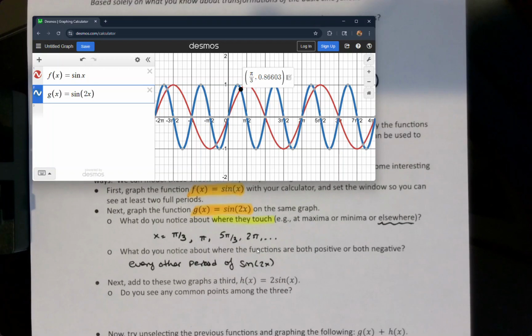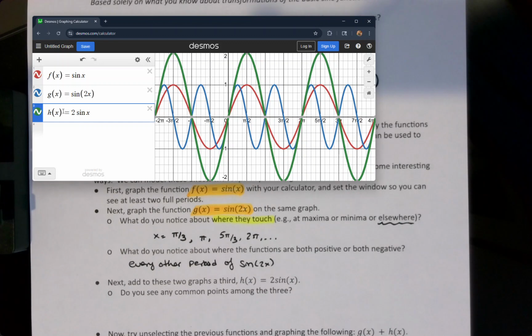Next, add to these graphs a third graph, h of x equals 2 sine of x. So that should match the red graph, but be twice as tall. Do I see any points that are common amongst all three? Now it is only the x-intercepts that all three have in common.